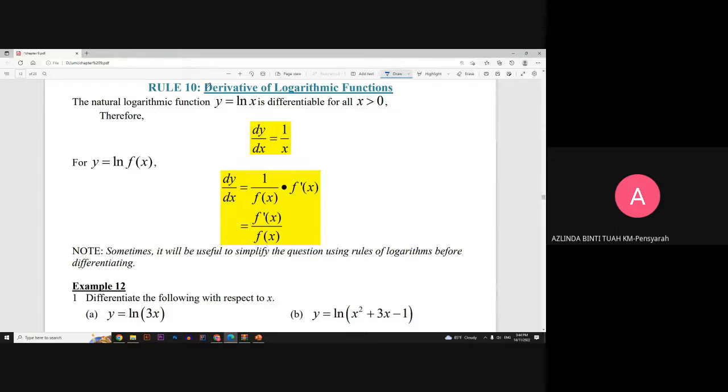Okay, the natural log function y equals to ln x is differentiable for all x greater than 0. Therefore, this is our focus now. We want to differentiate ln x. So this is how we differentiate ln x equals to 1 over x.